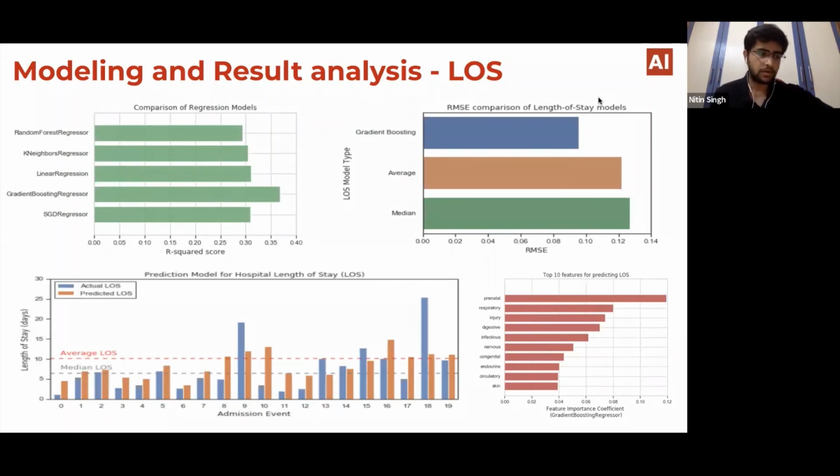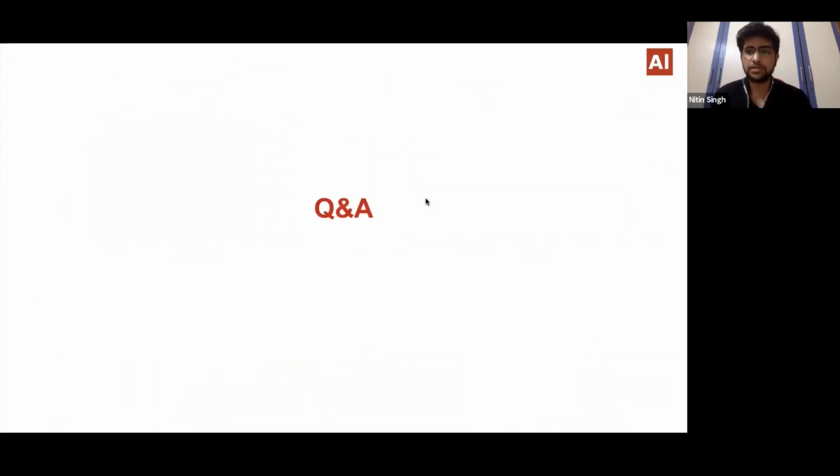All right, so with this, I think I have come to the end of this data science case study of healthcare in machine learning. I hope you guys have got some idea of how healthcare AI is working in the real world in the current scenario. Any questions, or we can go ahead and end this session.